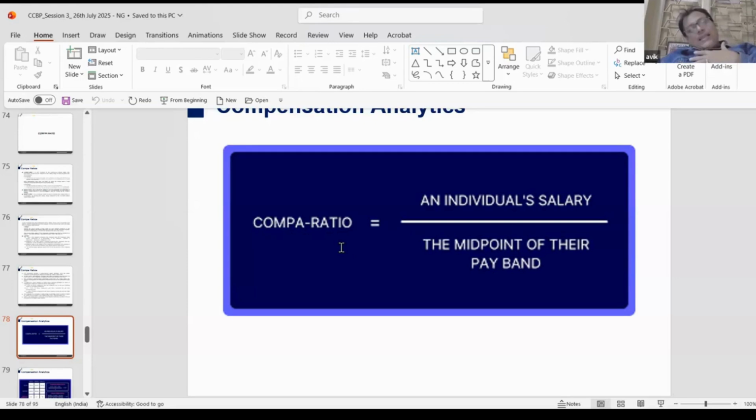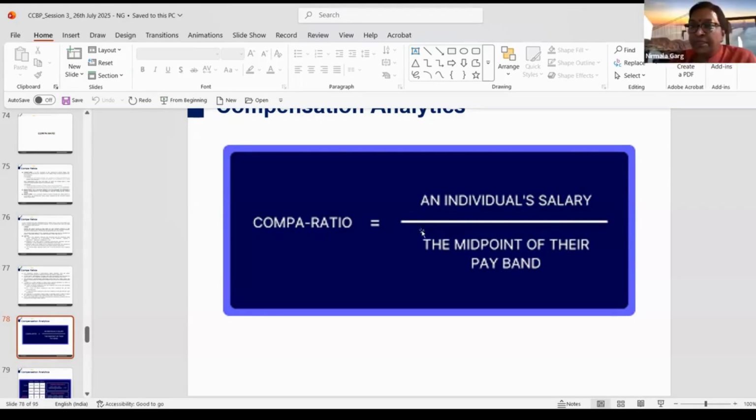Not average. Midpoint is midpoint, 10,000. So in a salary range, you don't calculate average at all. Midpoint is 10,000. Okay. So what I draw is 9,000. So 9,000 divided by 10,000 is the comp ratio, which is 90% in this case.